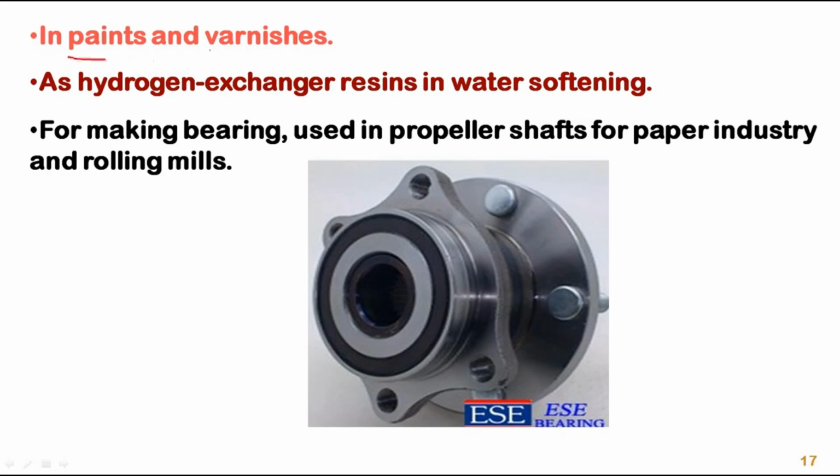Next, it is used in paints, varnishes, and also acts as a hydrogen exchanger resin. These hydrogen exchanger resins are used in the ion exchange method in water softening. It is also used for making non-lubricated bearings. These non-lubricated bearings can be used in propeller shafts for the paper industry and rolling mills. This is about Bakelite.